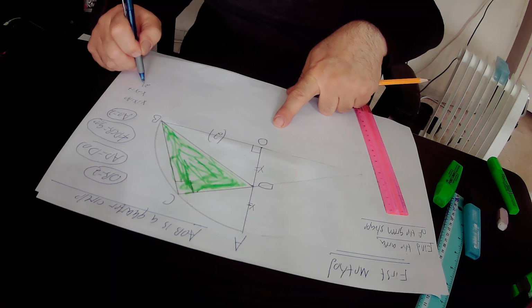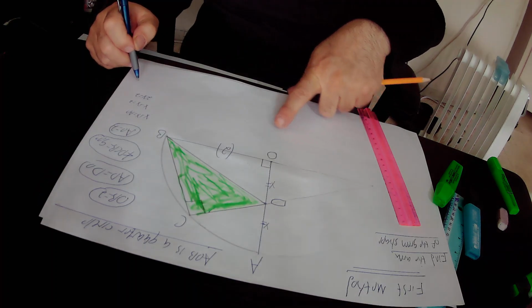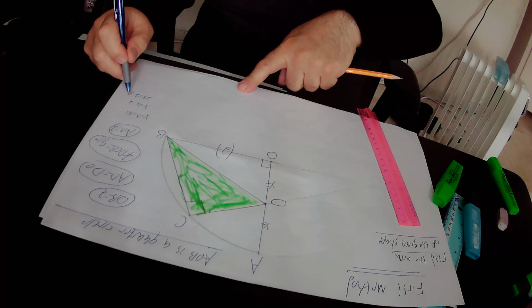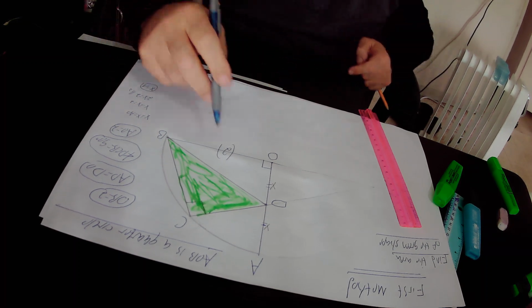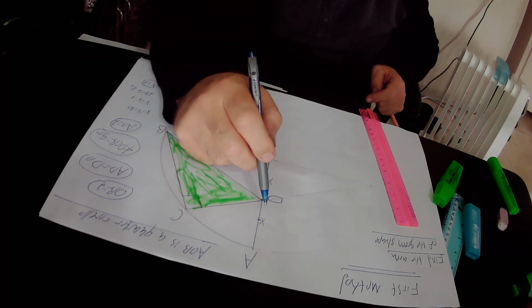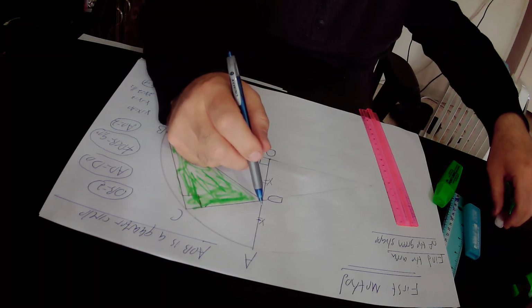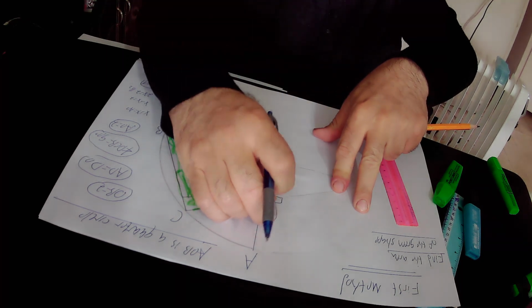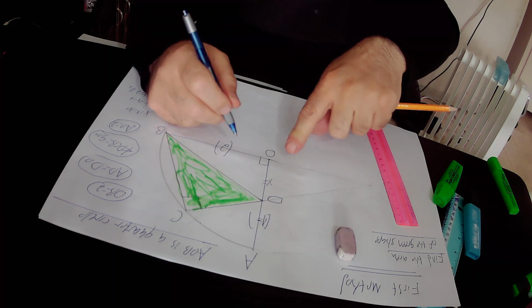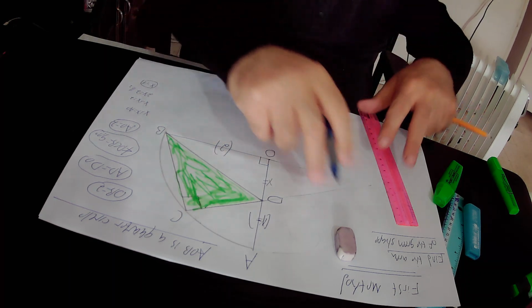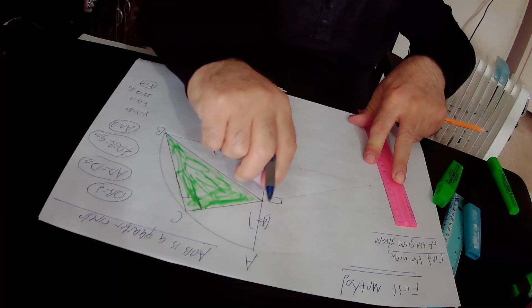X plus x is 2x. 2x equals 2. We divide this equation by 2, and finally we get that x equals 1 unit in length. So line segment AD equals x, which equals 1 unit in length. And line segment DO, that is also equal to x, equals 1 unit in length.